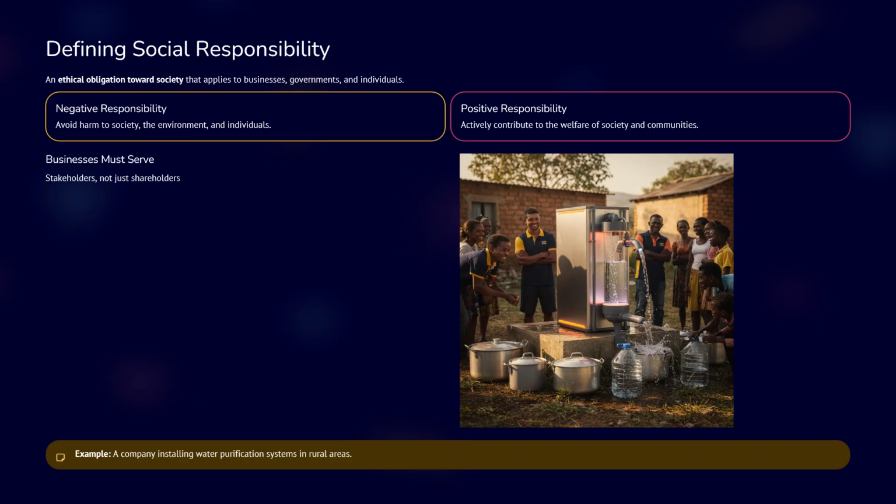For a private business, it means realizing that their duty goes beyond just making a profit. They have a broader constituency, meaning they serve more people than just their shareholders. For example, a company installing water purification systems in rural areas is contributing positively to society.